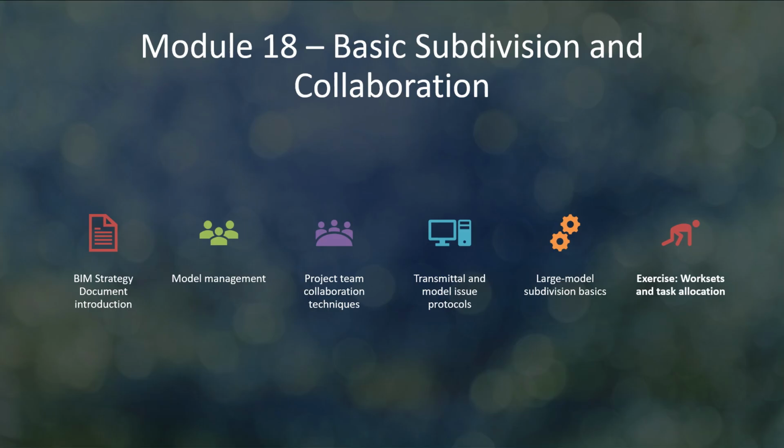Module 18, Basic Subdivision and Collaboration. In this module, we focus on how large-scale Revit projects are structured and managed across teams, ensuring clarity, control, and collaboration. We begin with the BIM strategy document introduction, which outlines the project's modeling standards, naming conventions, and collaboration protocols. This document is the foundation for consistent team execution.